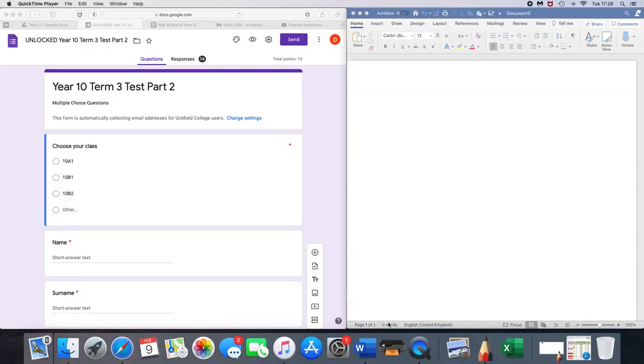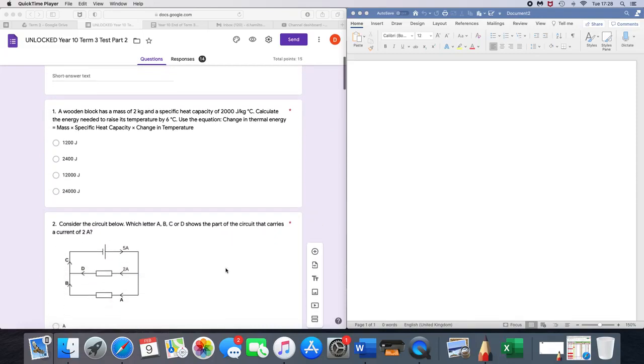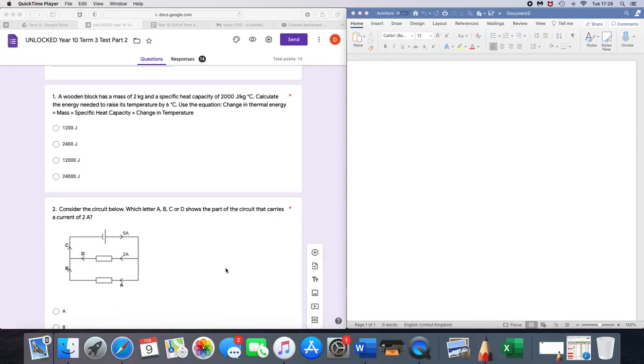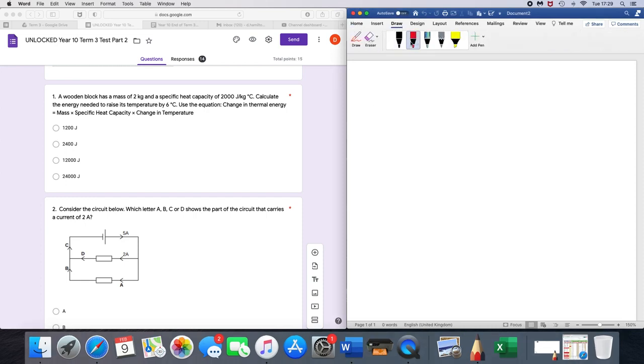Moving on then to the multiple choice questions. Question 1. A wooden block has a mass of 2 kilograms and a specific heat capacity of 2000 joules per kilogram degrees C. Calculate the energy needed to raise its temperature by 6 degrees centigrade. So we have energy equals mass times specific heat capacity times change in temperature, which is 2 kilograms times 2000 joules per kilogram degrees C times 6 degrees. So that's 12 times 2000, 24,000. The answer is D.